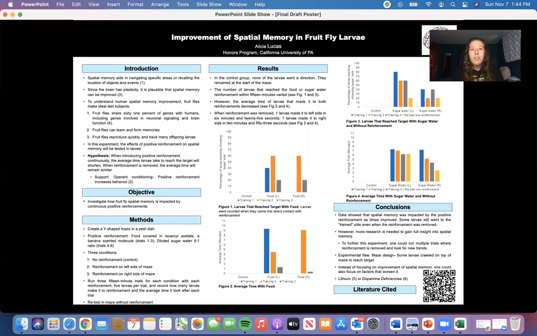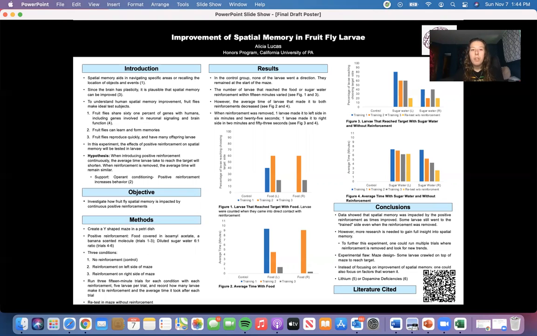So to test improvement of spatial memory, I decided to use fruit fly larvae as subjects. Fruit flies are great for testing because they share about 61% of genes with humans. They can form memories and learn, and they reproduce quickly. So that makes it convenient for testing.